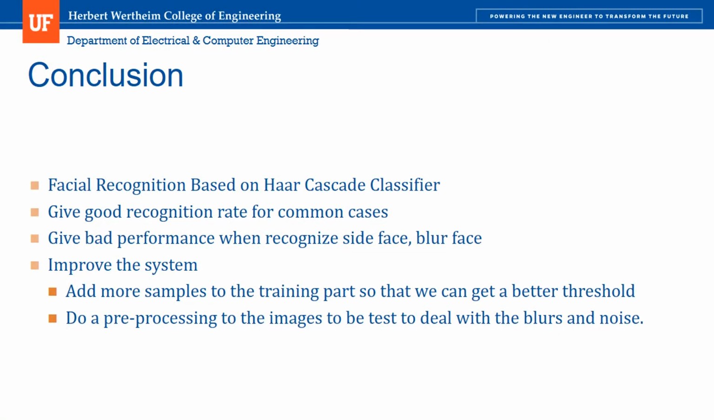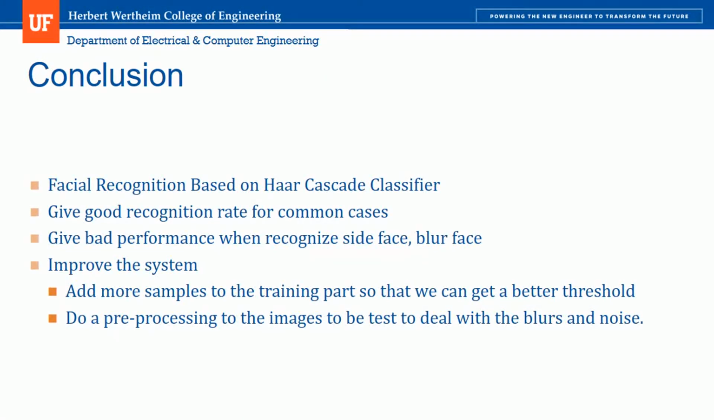This project achieved a facial recognition system based on the Haar cascade classifier, which, although the algorithm is not easy to understand, the system is easy to achieve. The system worked well for common cases, but found it hard when recognizing side faces and blurred faces, and some other special cases. To improve the system, firstly, we can add more samples when training, so that the classifier can have a better threshold to distinguish between face and non-face images.